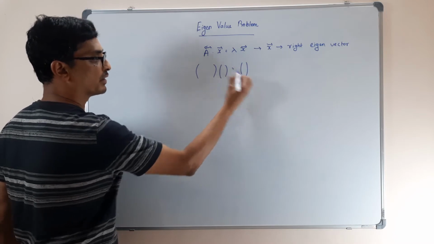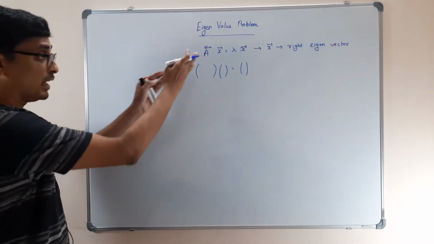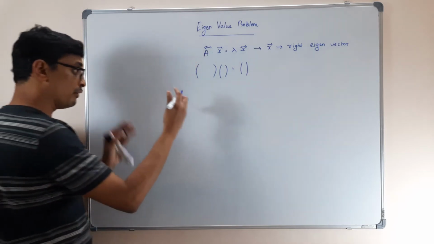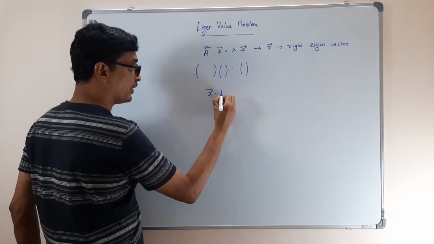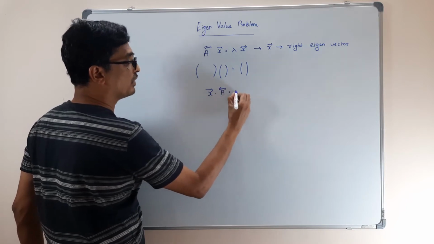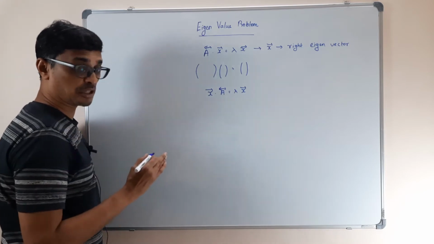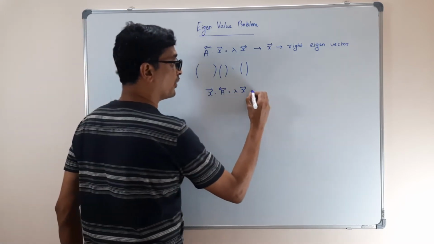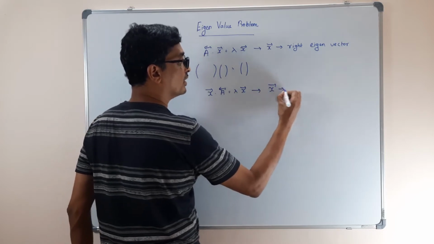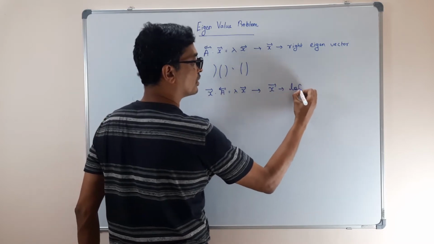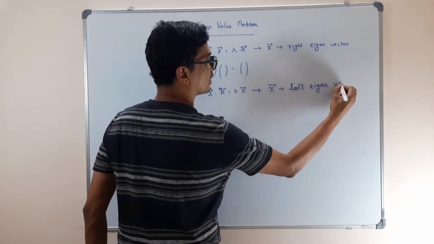get a column matrix. So this is not the only way. There's another way you can do it. If you have an equation like X vector multiplied with A matrix gives you lambda X, this is also an eigenvalue problem. When you do this problem, you call your X vector the left eigenvector.